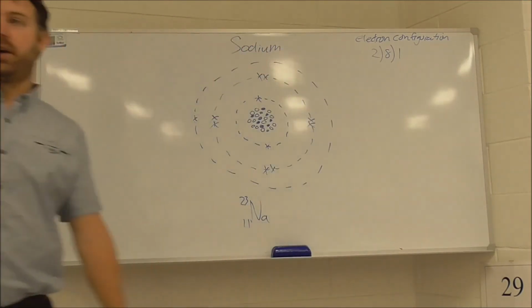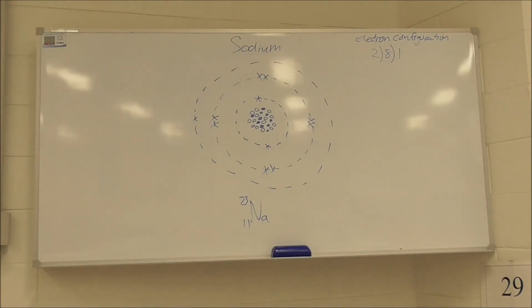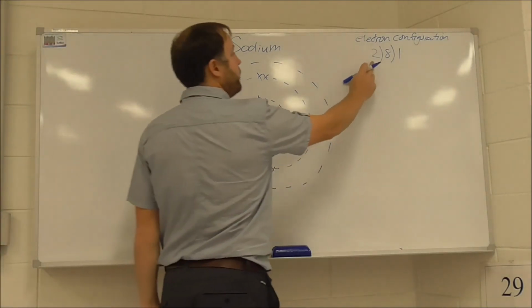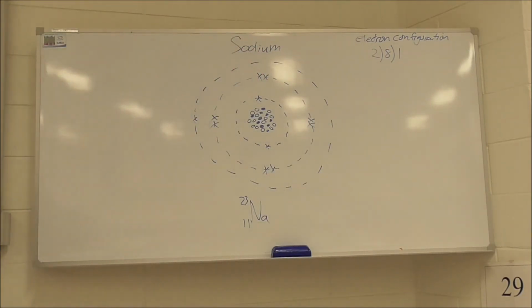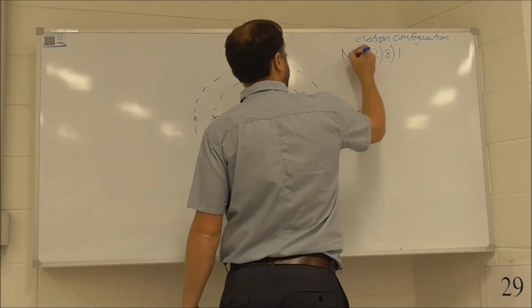Okay, I put a little bracket, round bracket rather. 2, bracket, 8, bracket, 1. So that indicates how many electrons are in the first shell, second shell, third shell. Okay, so this would be neutral sodium.